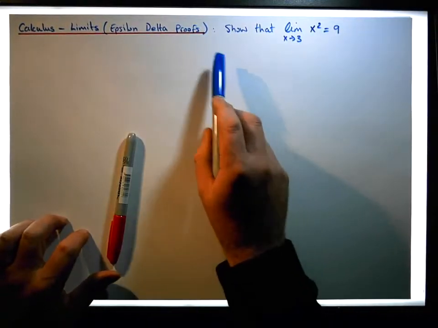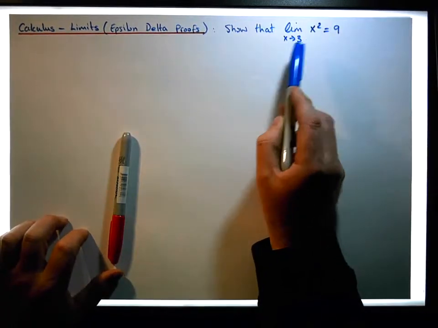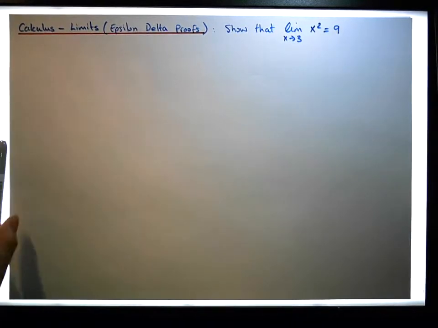Another video in our series of videos dealing with calculus and limits, and specifically looking at epsilon delta proofs. In this video, we'd like to use the definition of a limit to show that the limit of x squared as x tends to 3 equals 9. Let's just recall one or two facts.